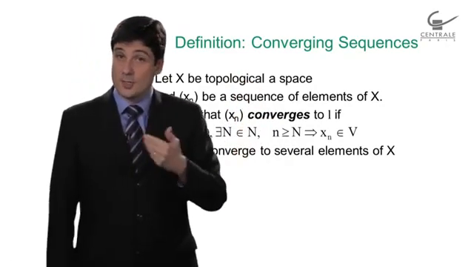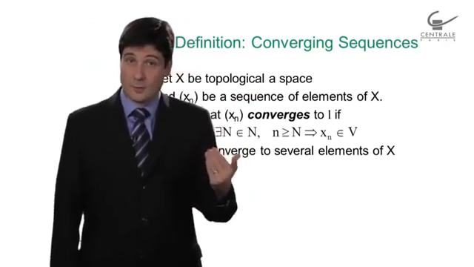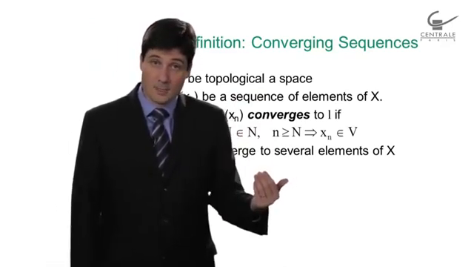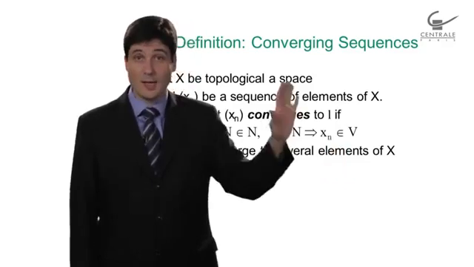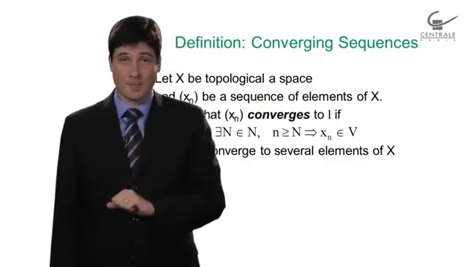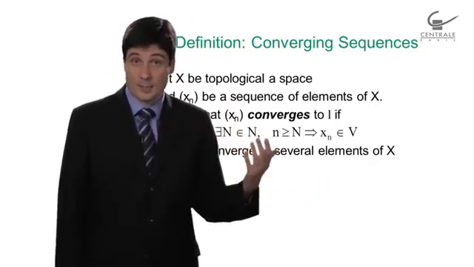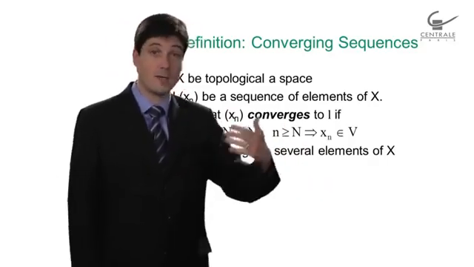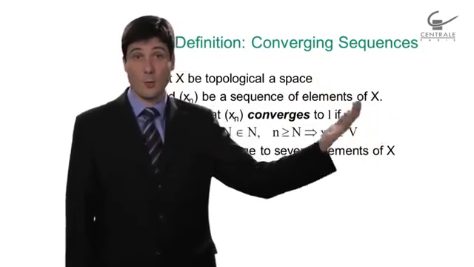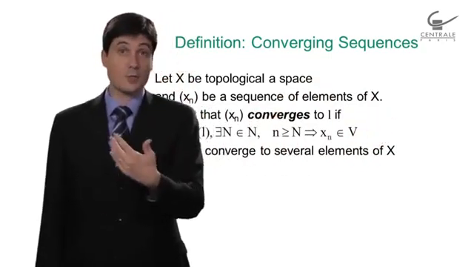And if you choose a different topology, you will have a different convergence. So for each topology, you will have a different convergence. If you equip your set with 2 different topologies, then you might have 2 different ways to converge. As a matter of fact, in one topology you might converge, while in the other topology, maybe you don't converge.